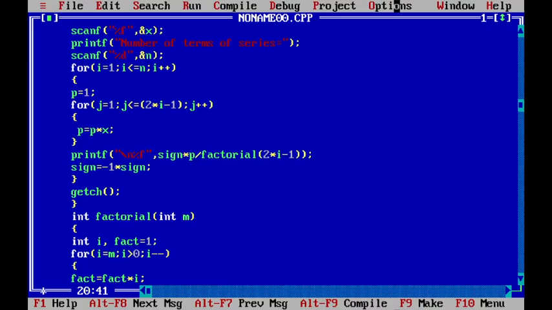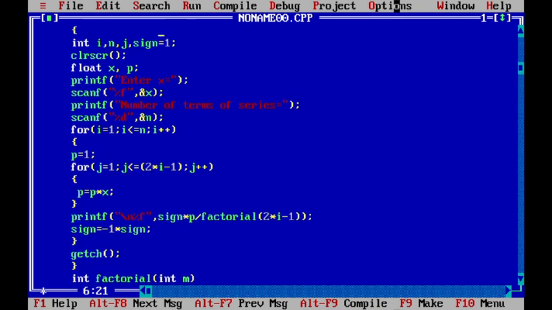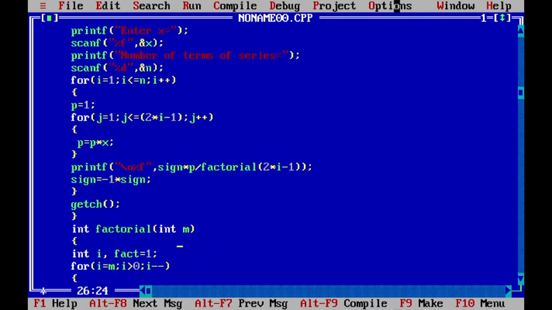Now next we want to just sum up these terms. So we declare here one more variable for sum. Sum is equal to 0. Now instead of printf here, we are going to write sum is equal to sum plus this term, and then we are going to print sum last.